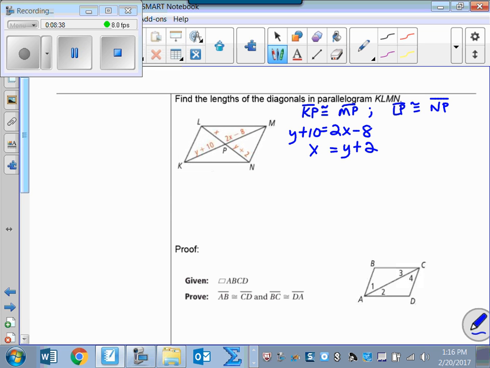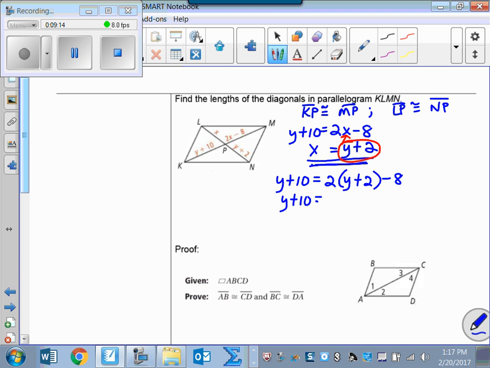Okay, interesting. What can I do? I have a system of equations, right? This one down here is already solved for x, so why don't I use substitution? Why don't I take this, x equals this, and plug it in right there for x, and then I can solve for y, right? Let's do that. y plus 10 equals 2 times y plus 2 minus 8.